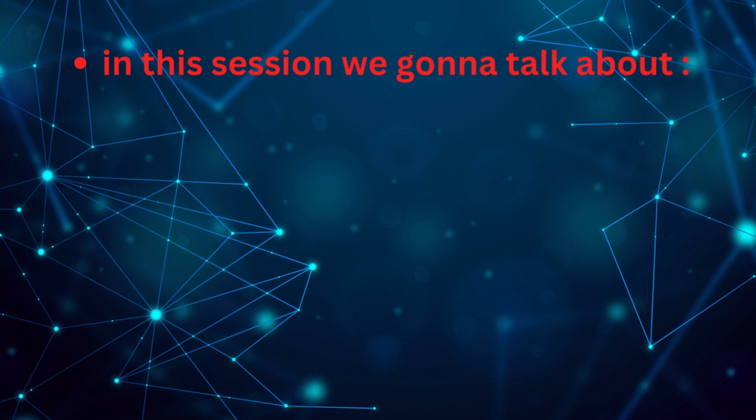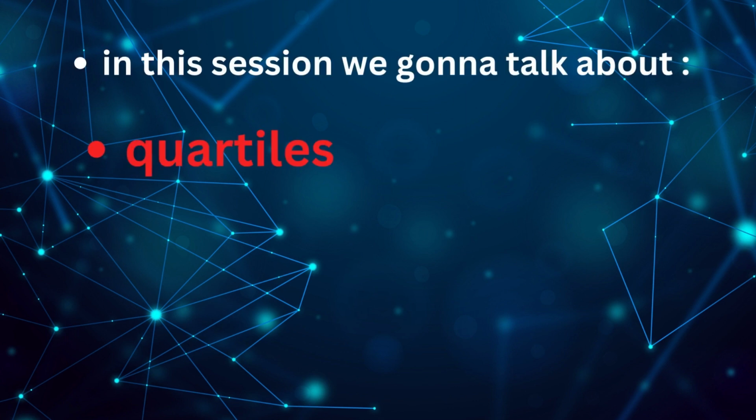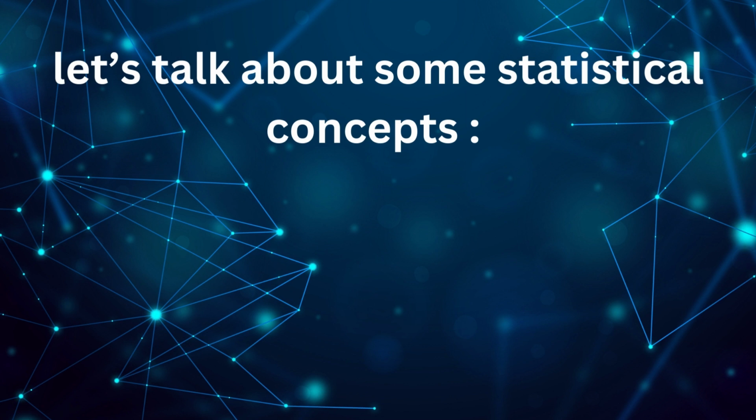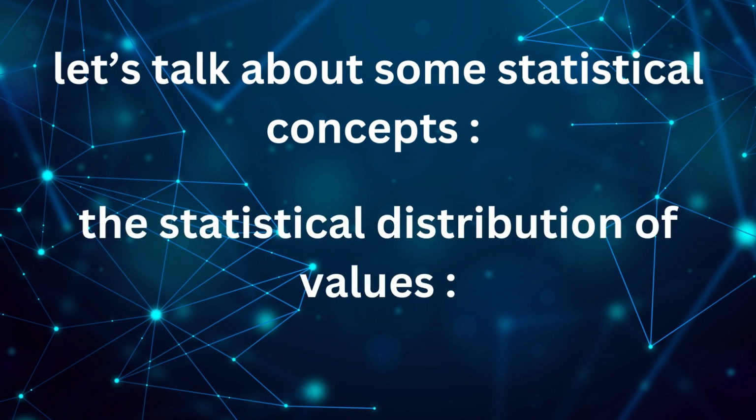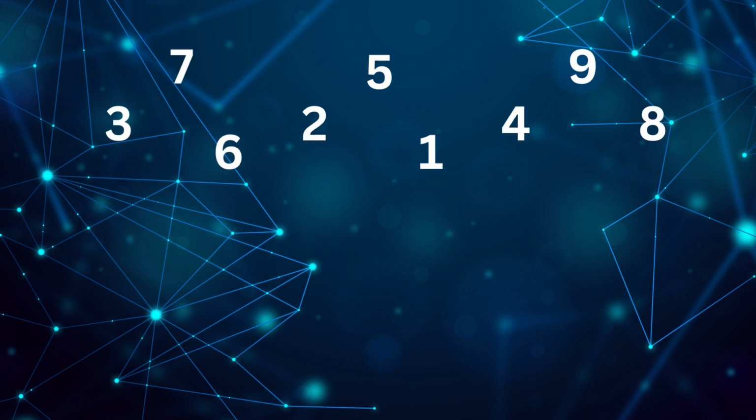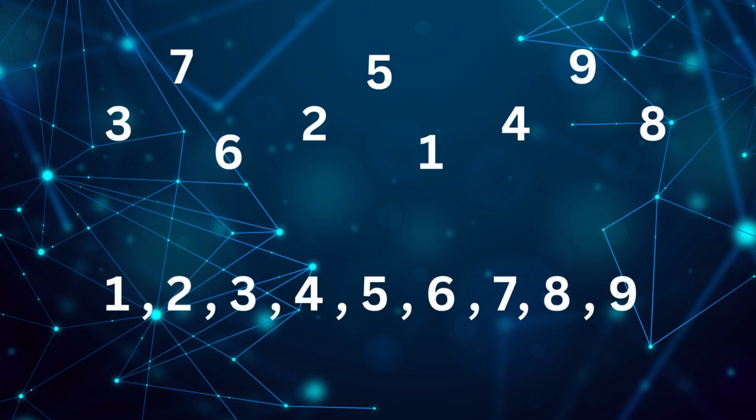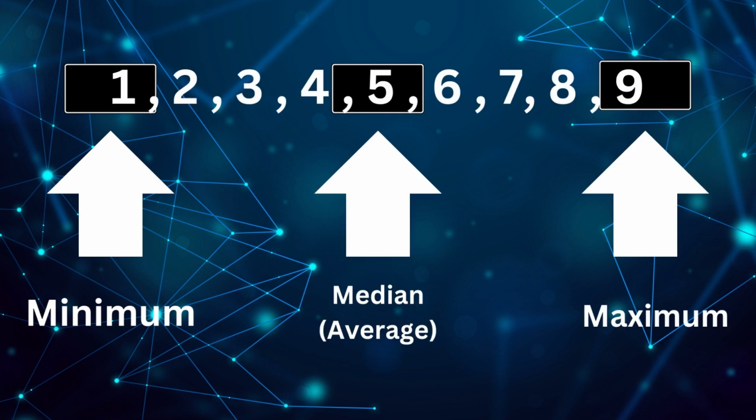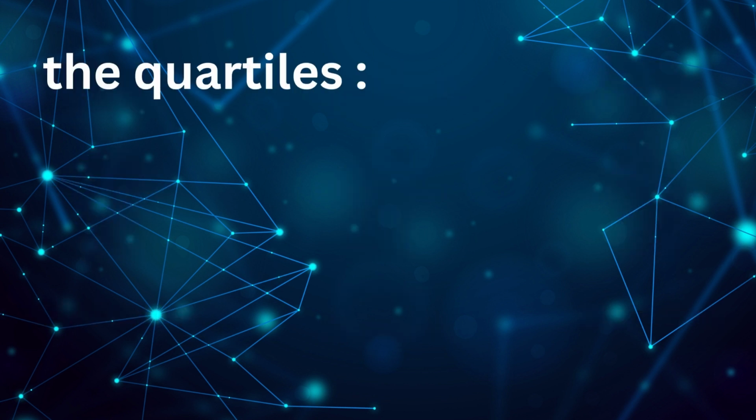In this session we are going to talk about quartiles and standard deviation. Let's talk about some statistical concepts: the statistical distribution of values. Let's order these values in ascending order. For this data set, 1 is the minimum value, 5 is the median, and 9 is the maximum value. We explained these concepts before.